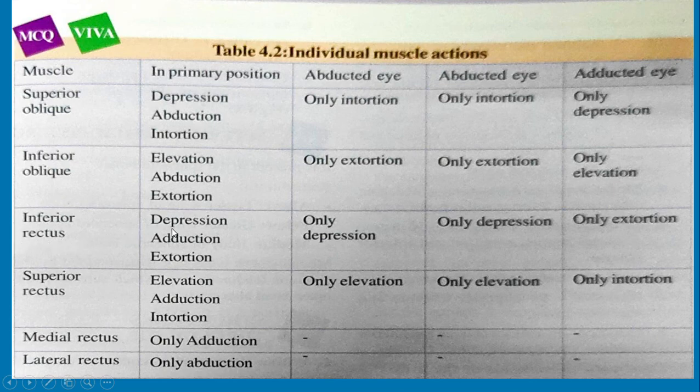Inferior rectus has three functions: downward movement, medial movement, and extorsion. Only depression in abducted eye, only extorsion in adducted eye. Superior rectus, three movements: upward, medially, and intorsion. Abducted eye movement, elevation. Adducted eye movement, only intorsion. Medial rectus and lateral rectus, depending upon the position: medial rectus adducts the eye, lateral rectus abducts the eye. Understood the individual muscle actions?